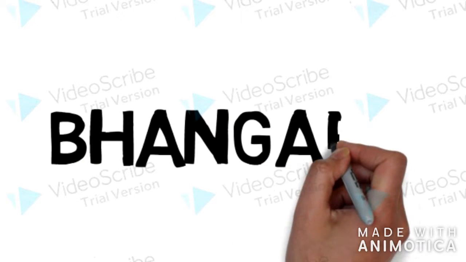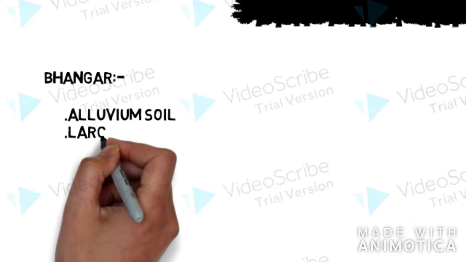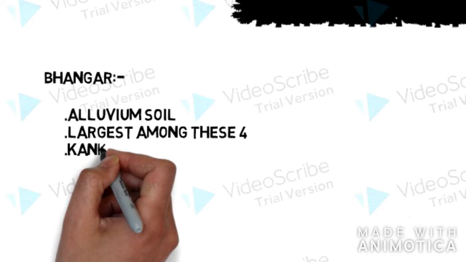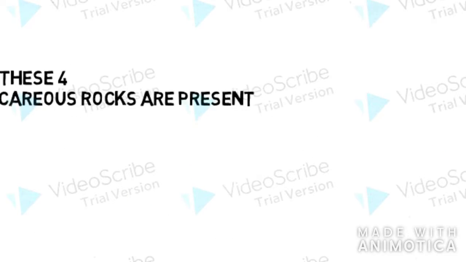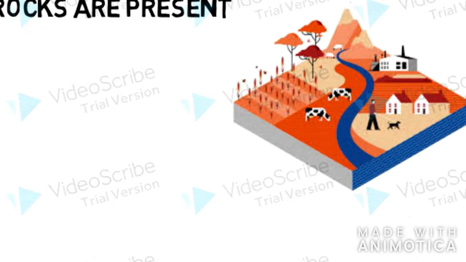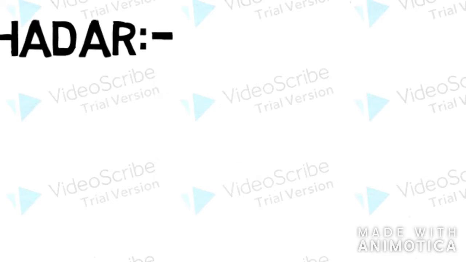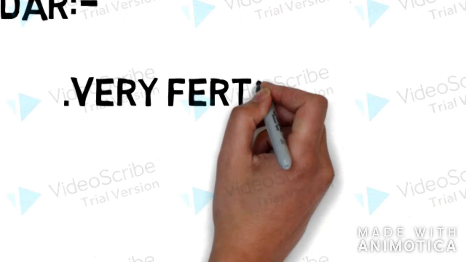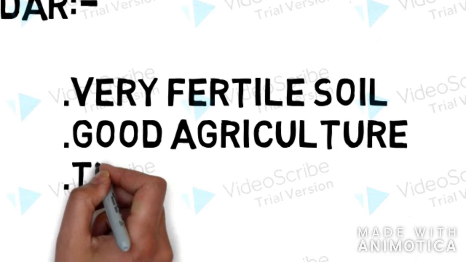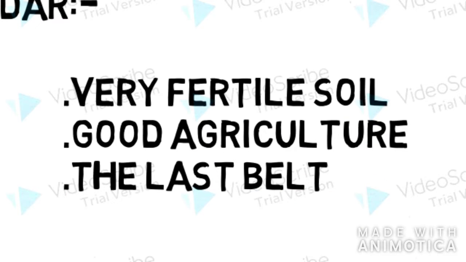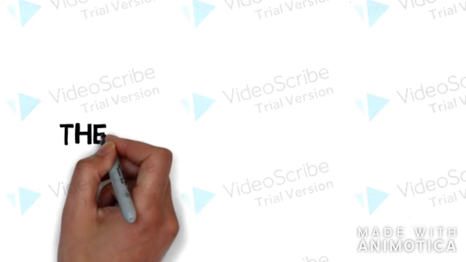Now let's go to another one, Bhangar. Bhangar is the largest belt out of these 4. It is made up of alluvium soil, and of conchers or calcareous rocks rich in calcium. So it's a bit typical land. Next let's move on to the Khadar. Khadar is very easy. It has very fertile soil and very good agriculture. So the last belt, absolutely the last belt. Rice crop, so agricultural land.